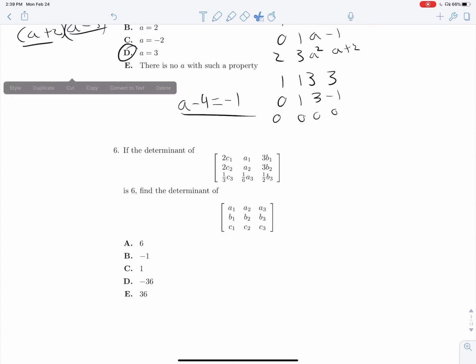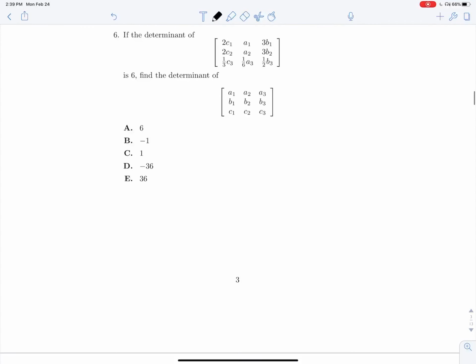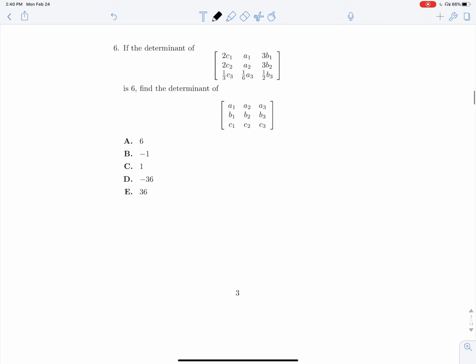I'm going to move this out of the way. There we go. 6. If the determinant of that matrix right there is 6, we're told to find the determinant of this matrix.